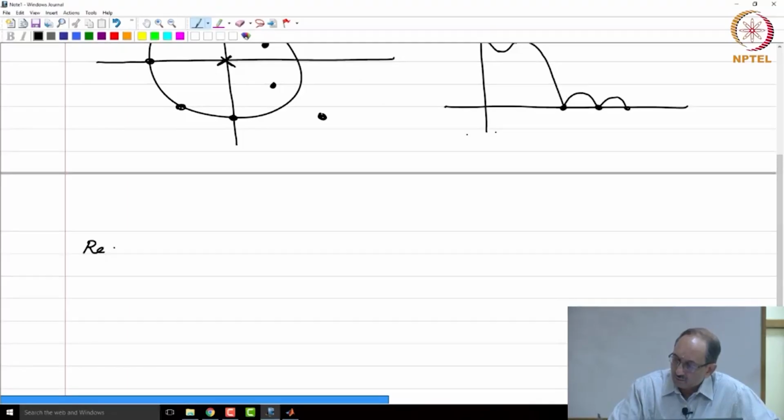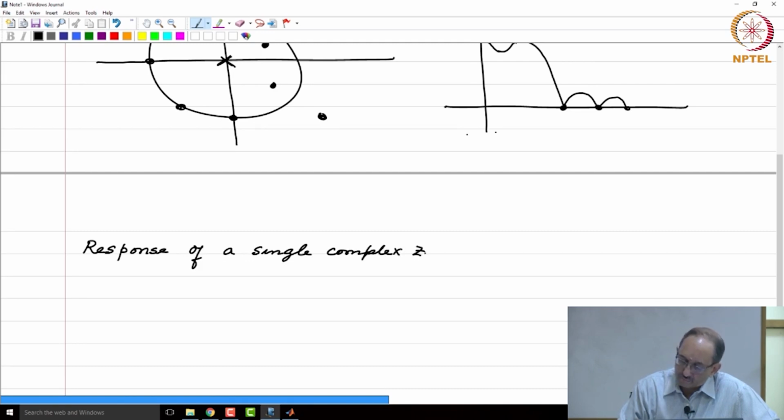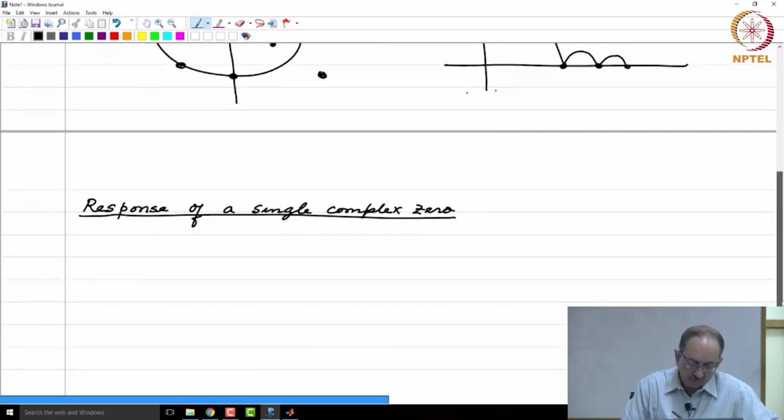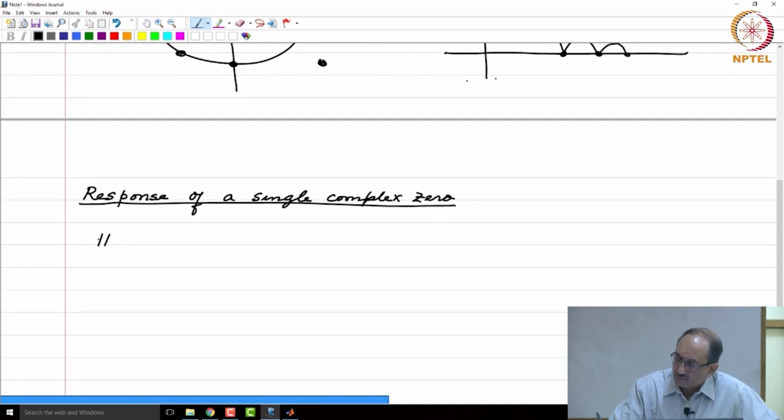Now let us look at a more detailed look at the response of a single complex zero. By response we mean magnitude frequency response. So we have H(z) equal to 1 minus r e to the j theta z inverse. Therefore, you have a non-trivial zero at r e to the j theta.